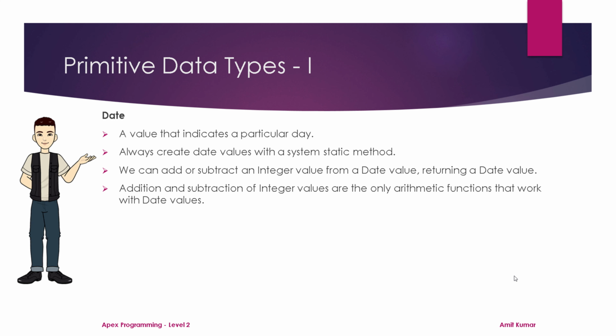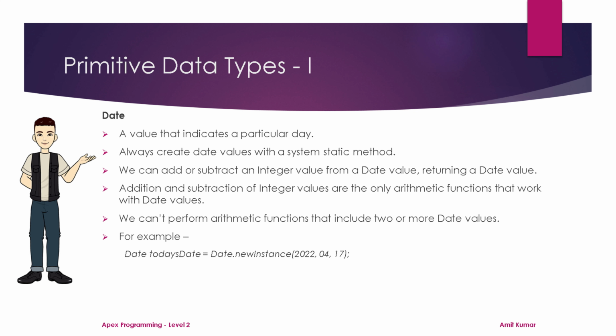Addition and subtraction of integer values are the only arithmetic functions that work with date values. You can't do multiplication or division. We can't perform arithmetic functions that include 2 or more date values. So we can't add one date to another date. All that you can do is add an integer to a date. Now, as I told you, we use a static method, and to create an instance of date, the newInstance static method is used. It is of date class, so we will call it as Date.newInstance, and we pass year, month and day as parameters to the newInstance method. This method returns a date, and that we can assign to any date variable.